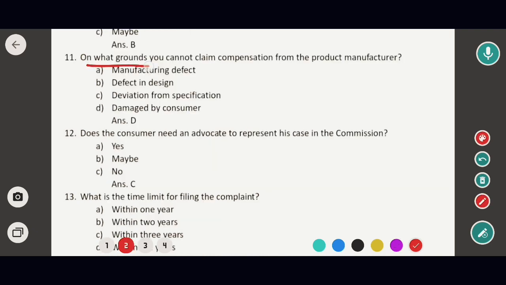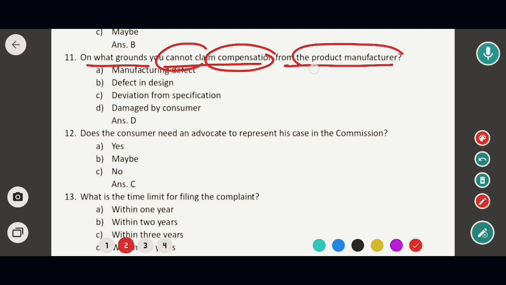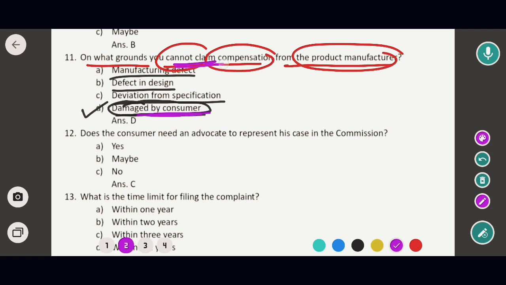Next question is, on what ground can you not claim compensation? You cannot claim compensation from the product manufacturer. Options are manufacturing defect, defect in design, deviation from specification, and damaged by consumer. So in this case, the correct option would be option D, that means damaged by consumer. If the damage is caused by the consumer, then a consumer cannot claim compensation from the product manufacturer. So in this case, the correct option would be option D. That means if the consumer has caused the damage himself, then the consumer cannot claim compensation from the product manufacturer. Okay, so now to the next question.